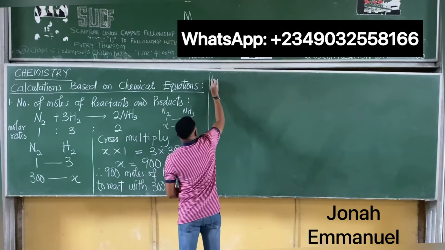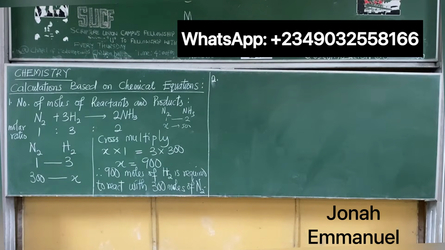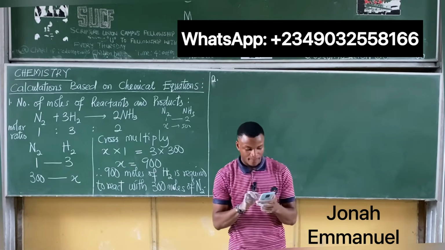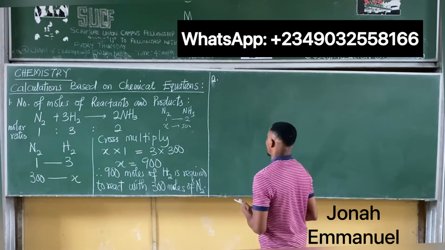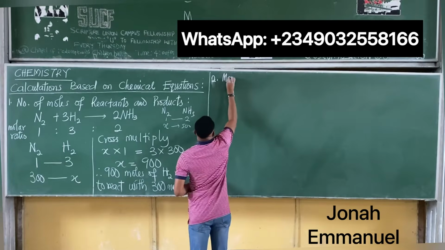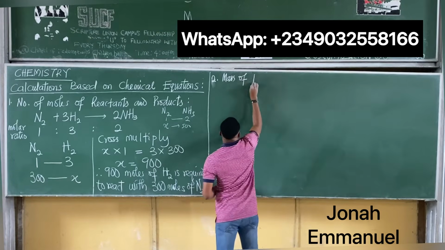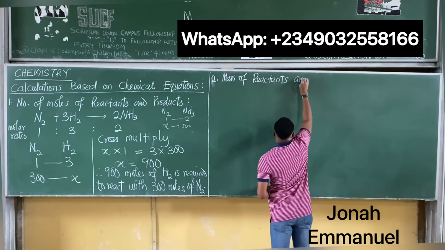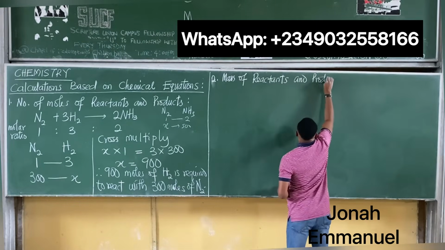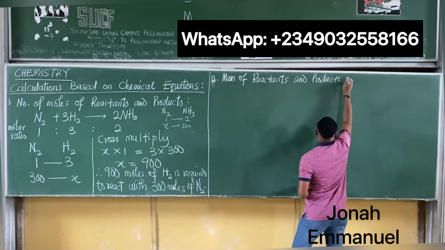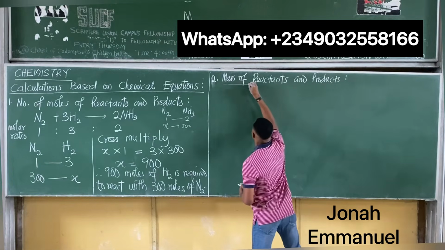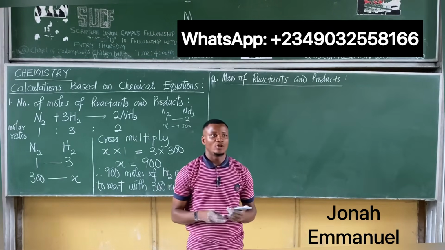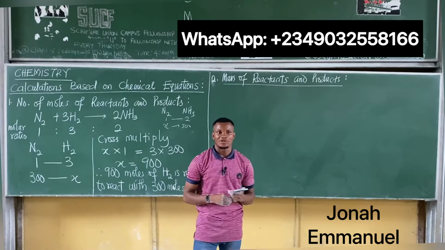Number two, mass. Number two, calculation based on chemical equation. Number two, mass of reactants and products in a given chemical equation.